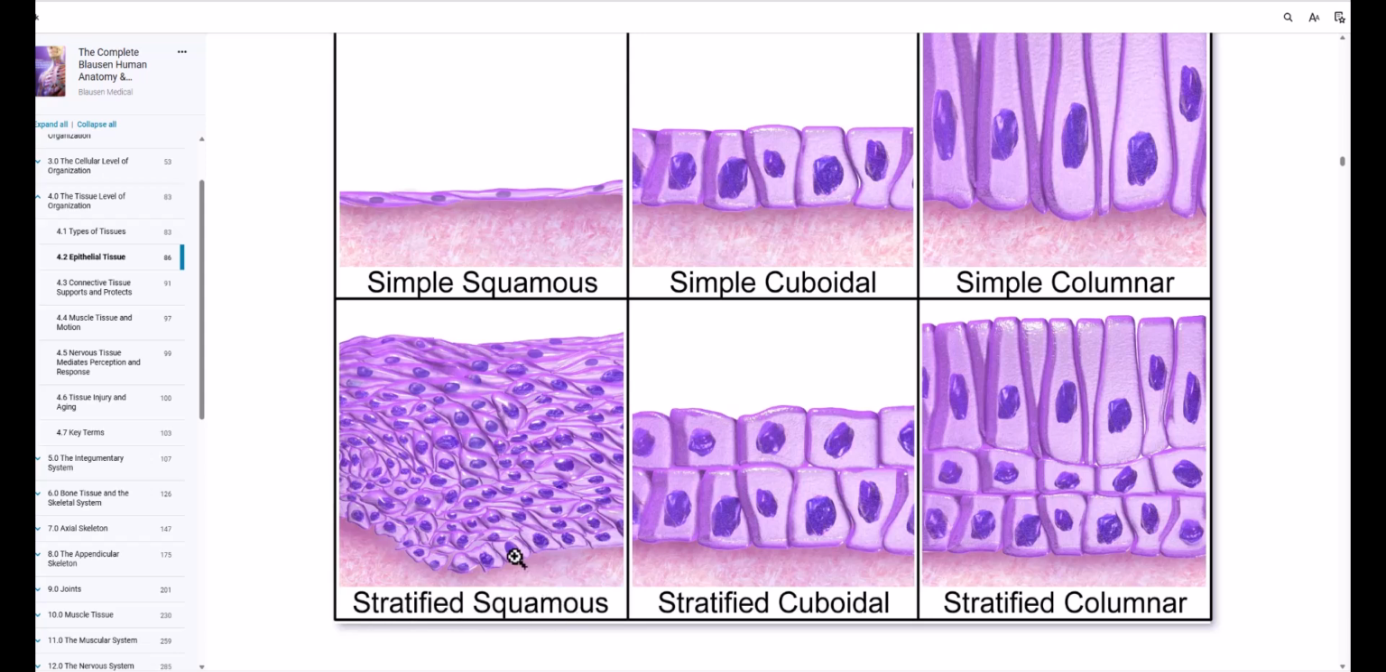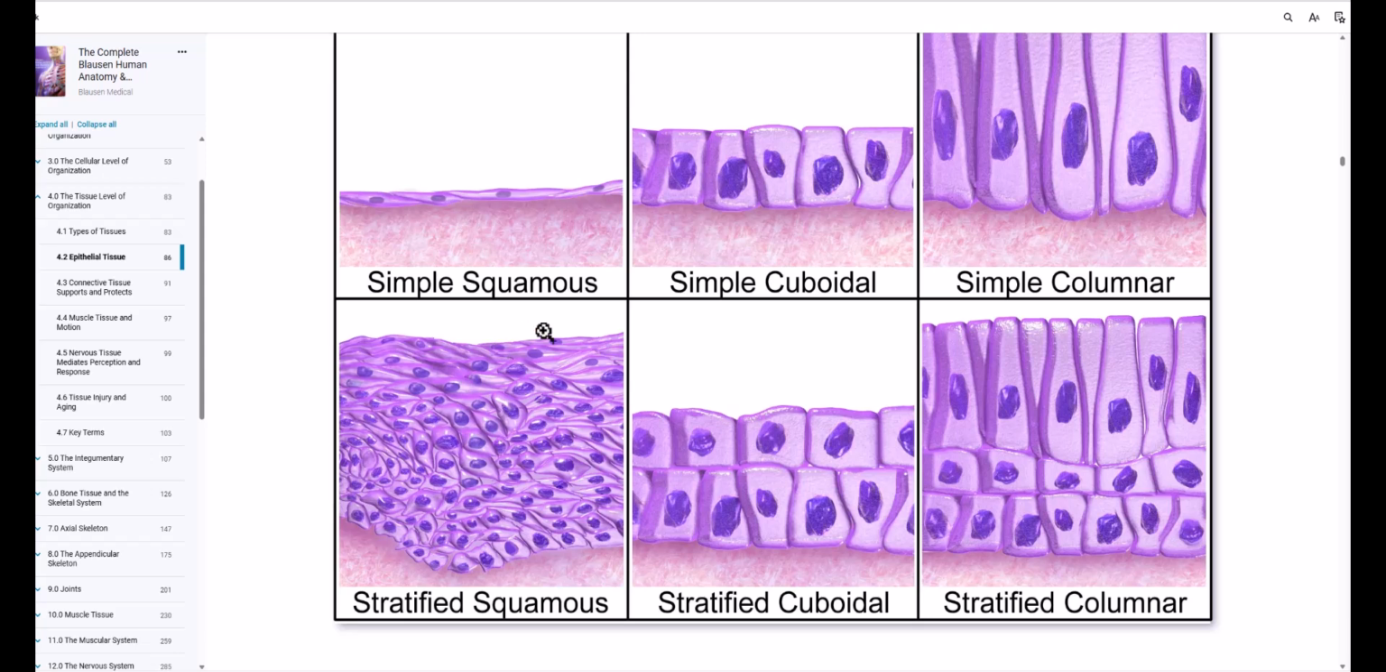Stratified squamous, many, many layers of cells. The top layer, notice here, are very flat, very squamous. When we're naming a stratified epithelium, we do not look at the shape down in the deeper layers. We instead only look at the shape up at the surface. And so we will see stratified squamous in the lab. In fact, we'll have two different versions of stratified squamous epithelium.